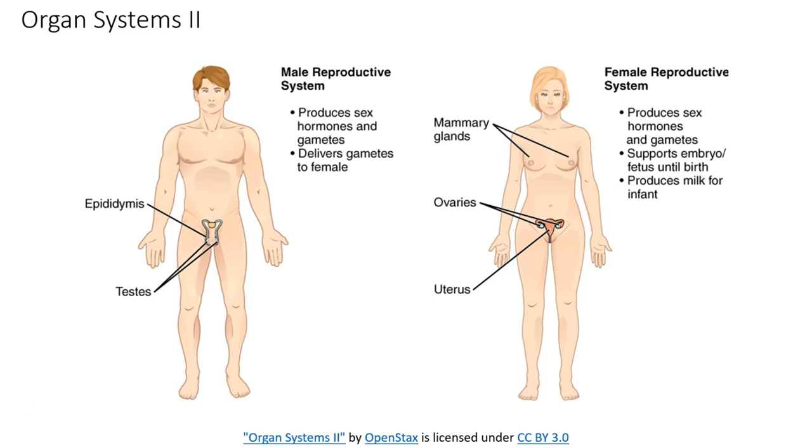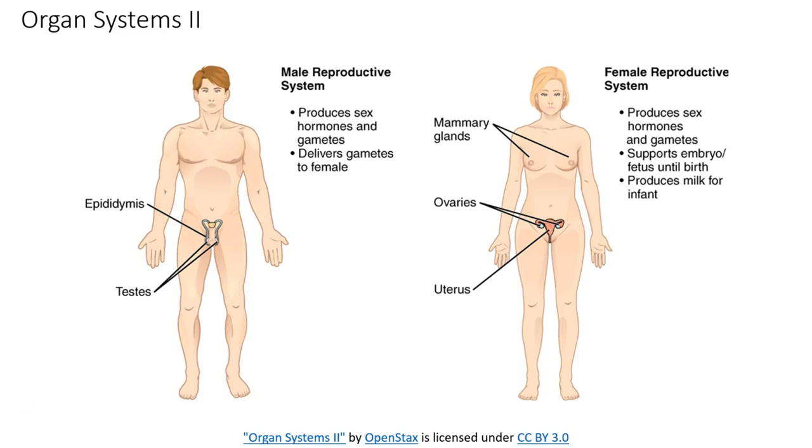So a little bit different function than the other organ system with two X chromosomes. Obviously that is going to still create those gametes and sex hormones, but also is enabled to help support that growing embryo and fetus and actually birth that fetus and then produce milk for the infant as well. But again, the exact organs are a little bit different.